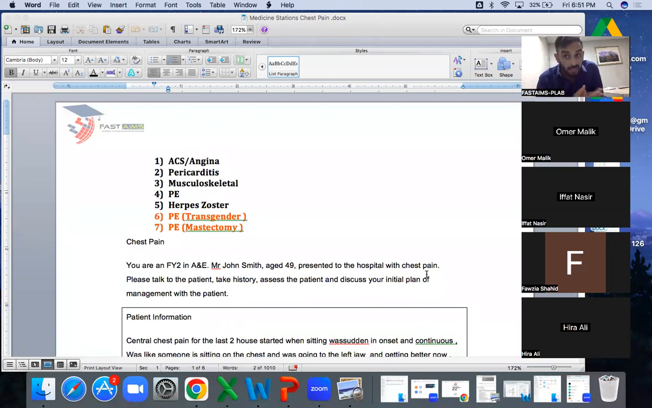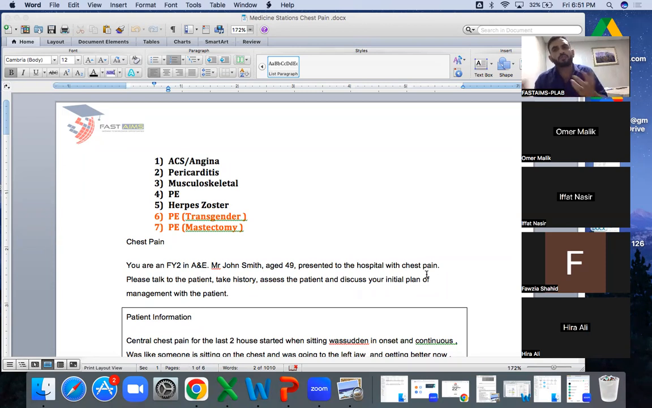Only sometimes it is written that the patient has come with some concern. Nothing has been told to you. Just outside your station, it is written that the patient came. Most of the time it is there. It is not like this. It is written chest pain. It is come with some concern.